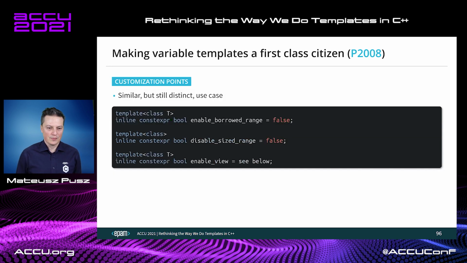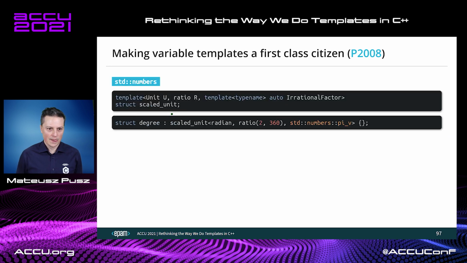This is another case. There are already a lot of customization points in the standard library that are based on variable traits. For example, in the ranges library, we have enable_borrowed_range, we have disable_sized_range, we have enable_view. All of those are variable traits. And if you would like to use them as template parameters for other templates, you'd have to pack them in a type, which doesn't make much sense, as we have those in this form already in the standard.